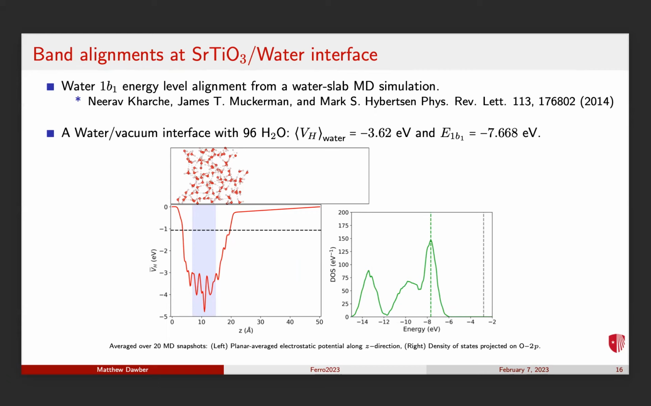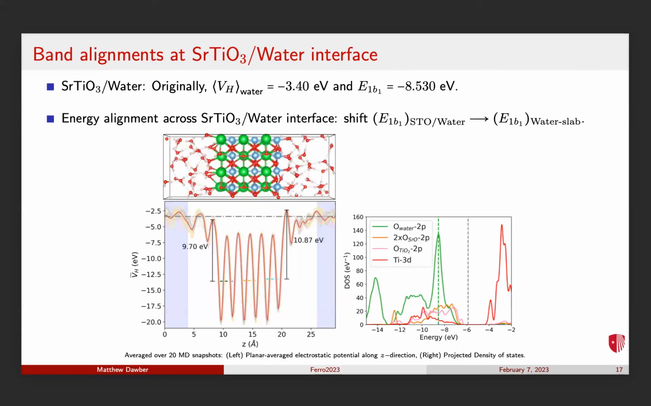And so they find where this level lies. And then they do something similar with a system that is strontium titanate with water on either side, right? And then, in order to get the alignment right, they shift this 1b1 level that comes in this simulation to match that one. And this gives you an idea about how the energy levels line up.